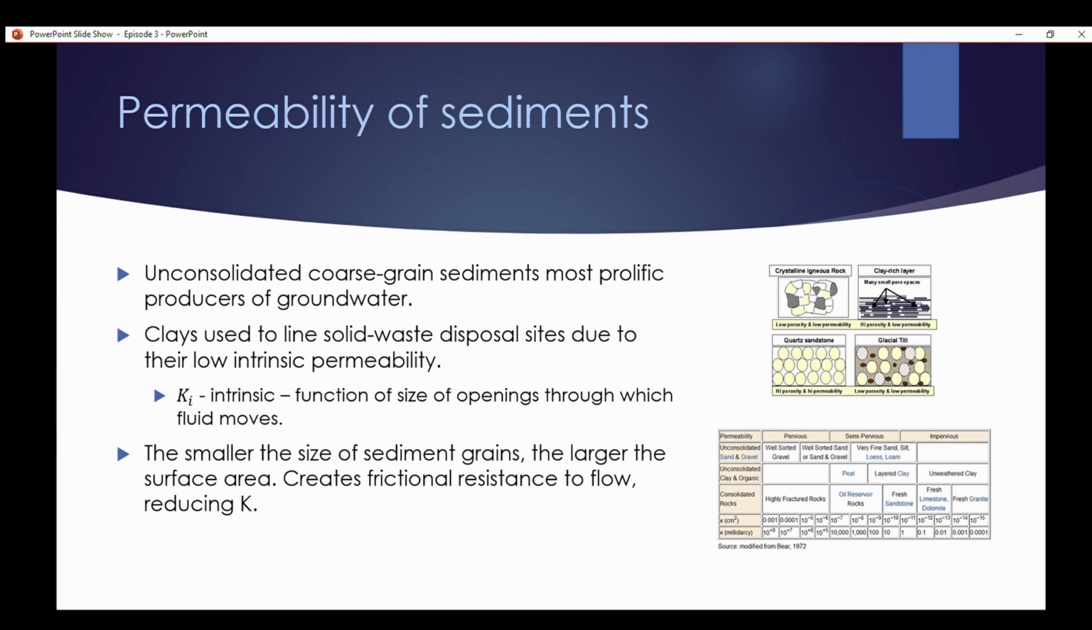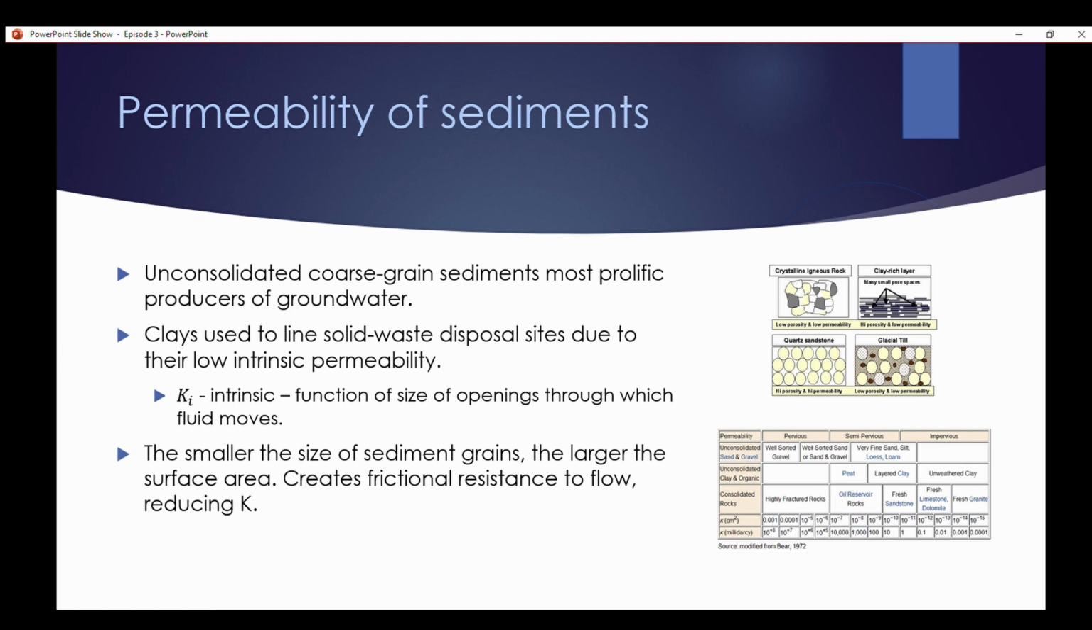And then when you're dealing with intrinsic permeability, which is Ki, it's a function of the size of the openings through which fluid moves. Clay has a very low intrinsic permeability because even for horizontal flow, the water is traveling through very, very small pore spaces. And then the smaller the size of the sediment grains, the larger the surface area, which creates a frictional resistance to flow and reduces K. So like I said, clay flake is the smallest, and it's going to have the larger surface area, which will create that frictional resistance to flow and reduce K.